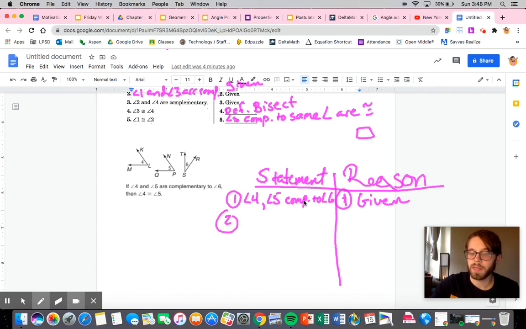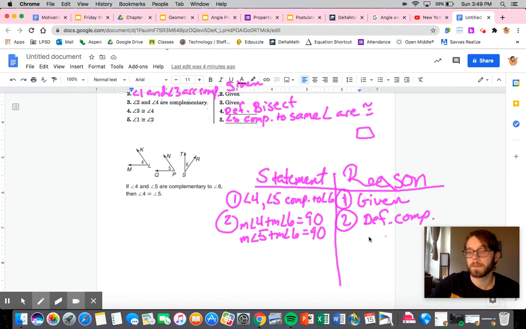2, well, we're given that they're complementary. So ultimately, what does that mean? Well, let's just use the definition of that. The measure of angle 4 plus the measure of angle 6 is equal to 90. And then it also means that the measure of angle 5 plus the measure of angle 6 is equal to 90. Okay? So the reason behind that is just what it means to be complementary, right? That's our definition of complementary. Oops, that's a 3, not an 8.